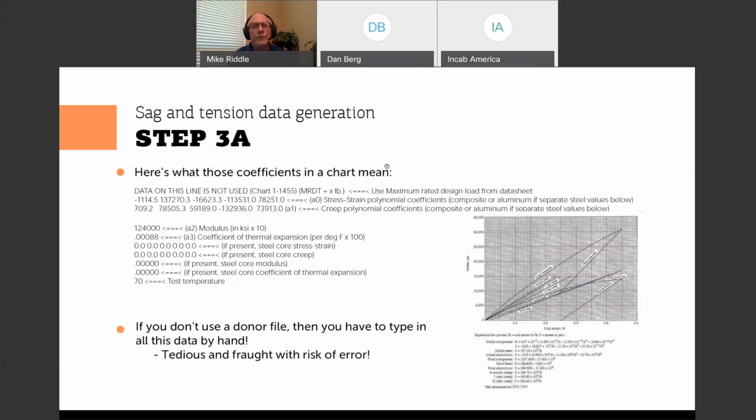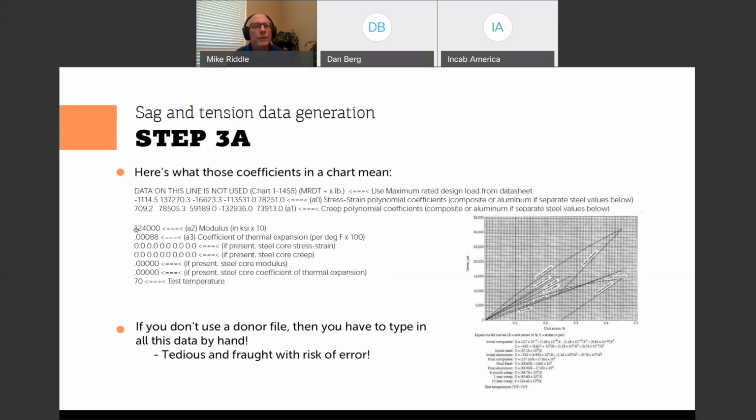Now, I mentioned those coefficients in the chart, and I said I would explain what they mean, and this is the slide to do that. So this first line are stress-strain polynomial coefficients, and you can see 1, 2, 3, 4, 5 separate numbers. So that means you've got a fourth order polynomial coefficient, and it's describing the stress-strain behavior of the cable. If you did a test and plotted the results, you would get something that looks like this. The second line is the creep polynomial coefficients. That gives you this line.